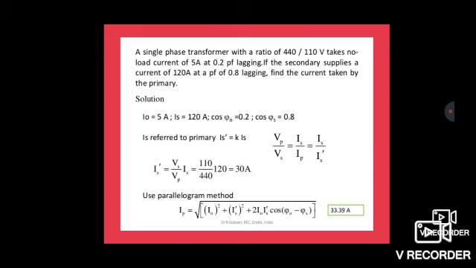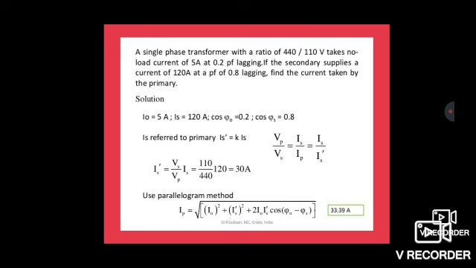A single phase transformer with a ratio of 440/110 volt takes a no load current of 5 ampere at 0.2 power factor lagging. If the secondary supplies a current of 120 ampere at a power factor of 0.8 lagging, find the current taken by the primary. I0 is given as 5 ampere, Is is 120 ampere, cos phi naught is 0.2, cos phi s is 0.8. Refer to primary.